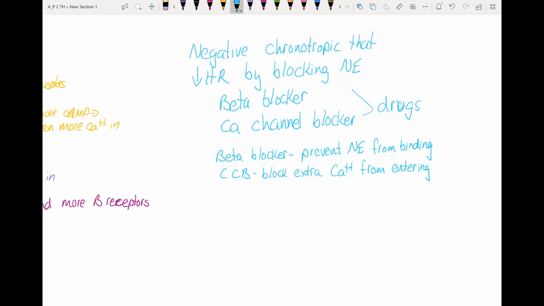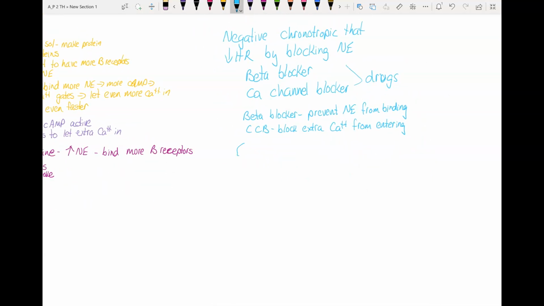Then another negative chronotropic agent we have is electrolyte imbalance, and especially potassium. We're going to learn more about this in chapter 25, but keeping your potassium level at homeostasis is very important, because if your potassium level is off, it can mess up your heartbeat. It can actually even cause your heart to stop beating. So this we'll talk about more in chapter 25 with the electrolytes.